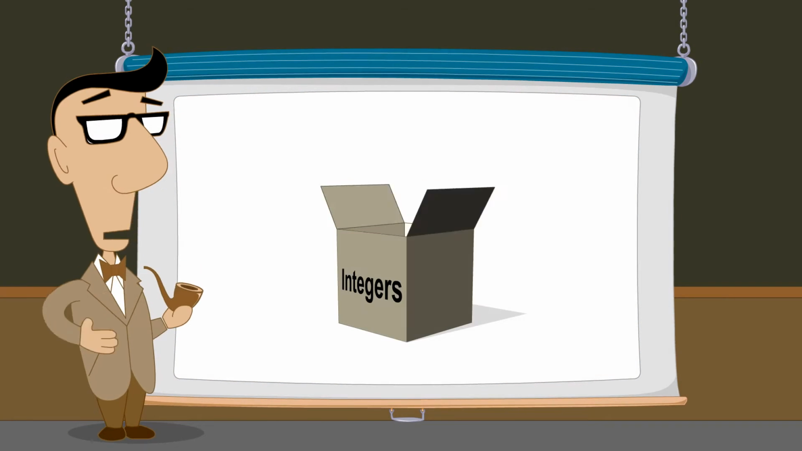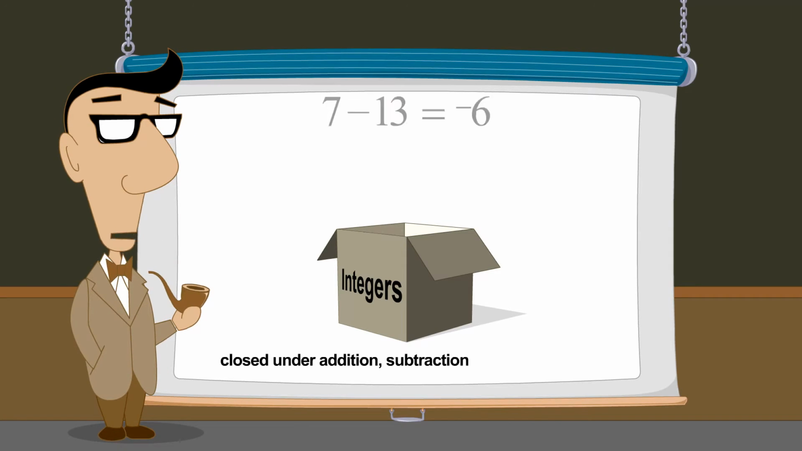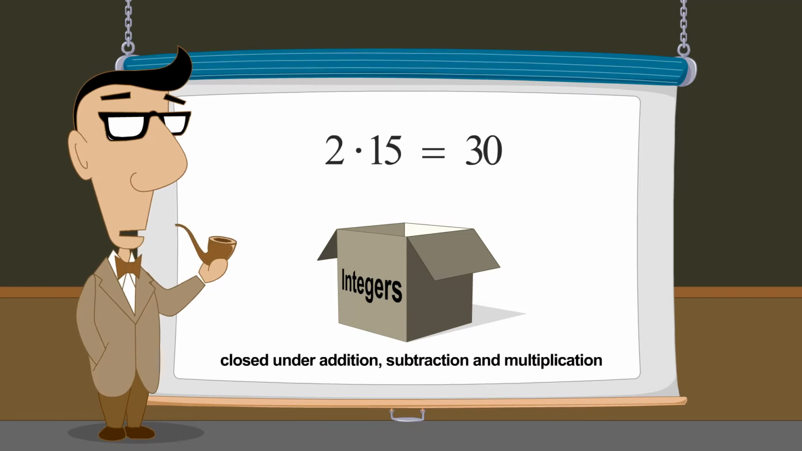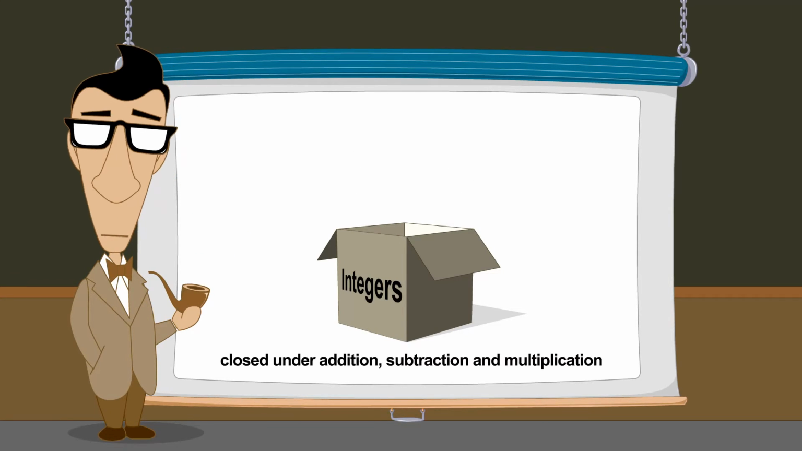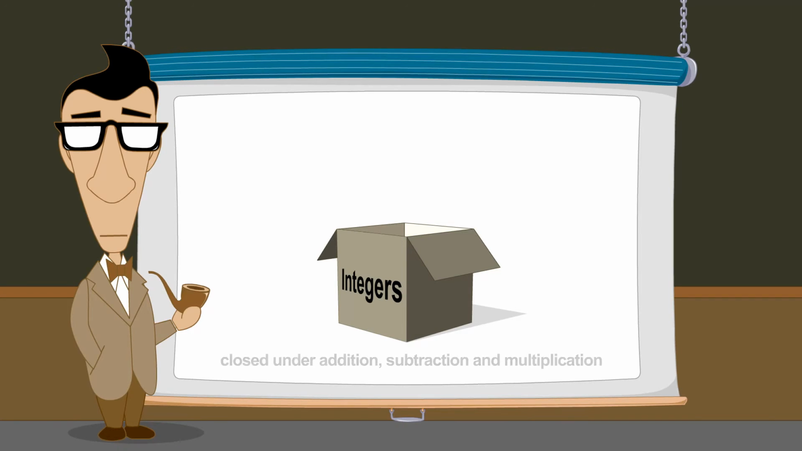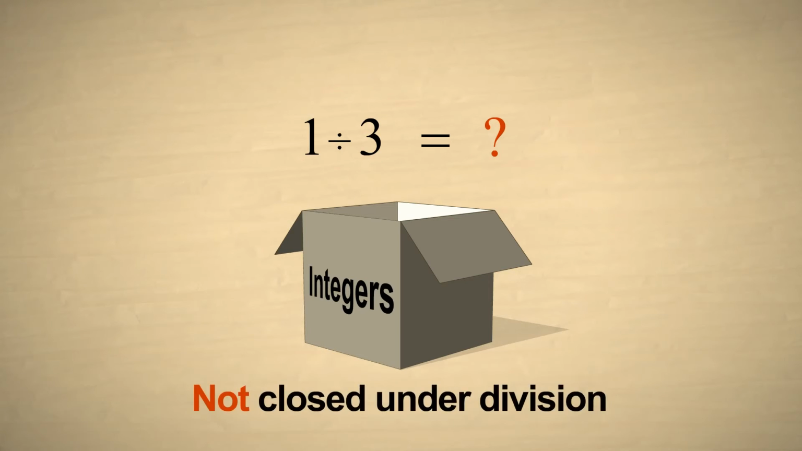In the previous lectures, we have seen that integers are closed under addition, subtraction, and multiplication, since the result of applying any of these operations to integers always produces another integer. However, when dividing integers, the result cannot always be represented by an integer. For example, dividing the integer 1 by the integer 3 does not produce an integer. Therefore, the integers are not closed under the operation of division.